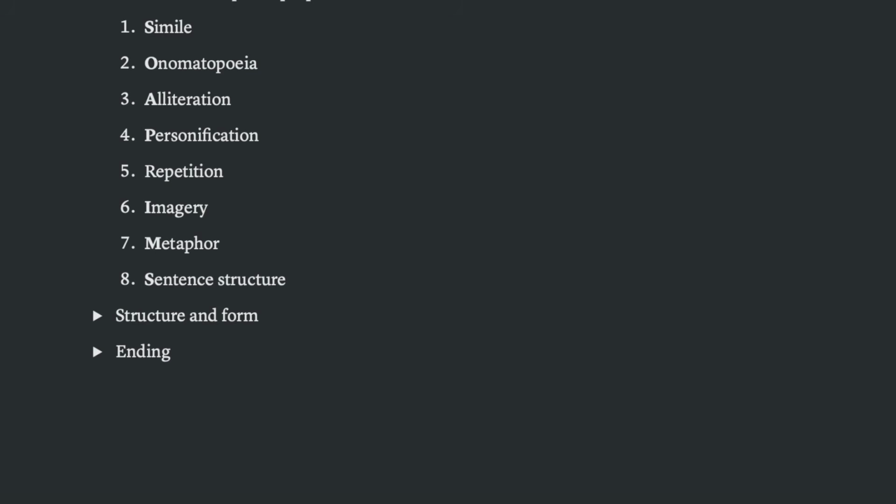That way you won't tend to miss it out. Okay, so just remember soap rims, simile, onomatopoeia, alliteration, personification, repetition, imagery, metaphor, and sentence structure. These are the main literary devices that you have to find in the poem and comment on.